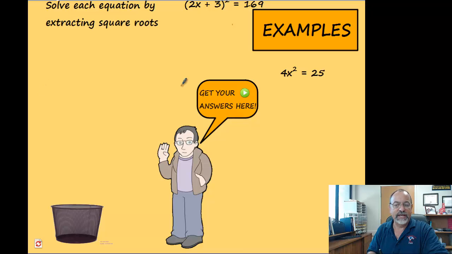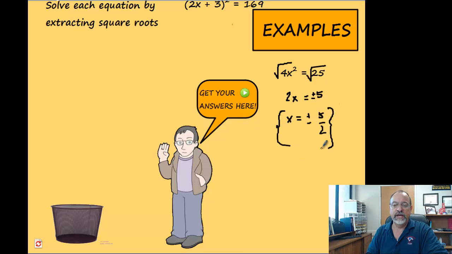A very easy example. The x squared term is by itself, so you want to take the square root of both sides. 2x is equal to plus or minus 5. That's where you've got to be careful. So x is going to be equal to plus or minus 5 halves. So again, we're going to produce two answers. Okay, so that's how you would solve a quadratic by extracting the square root.